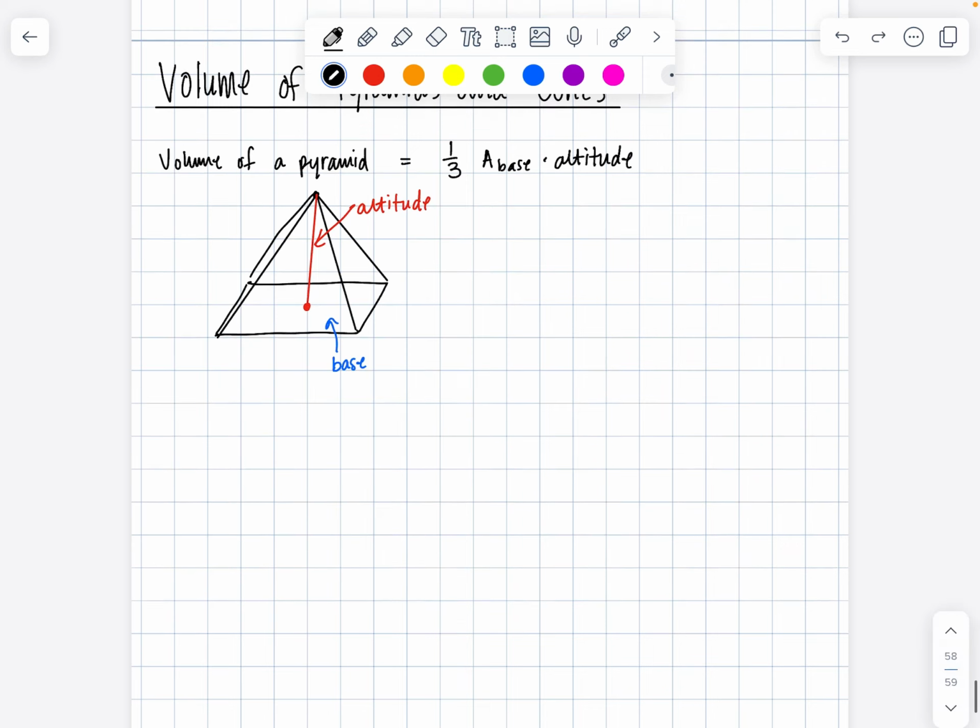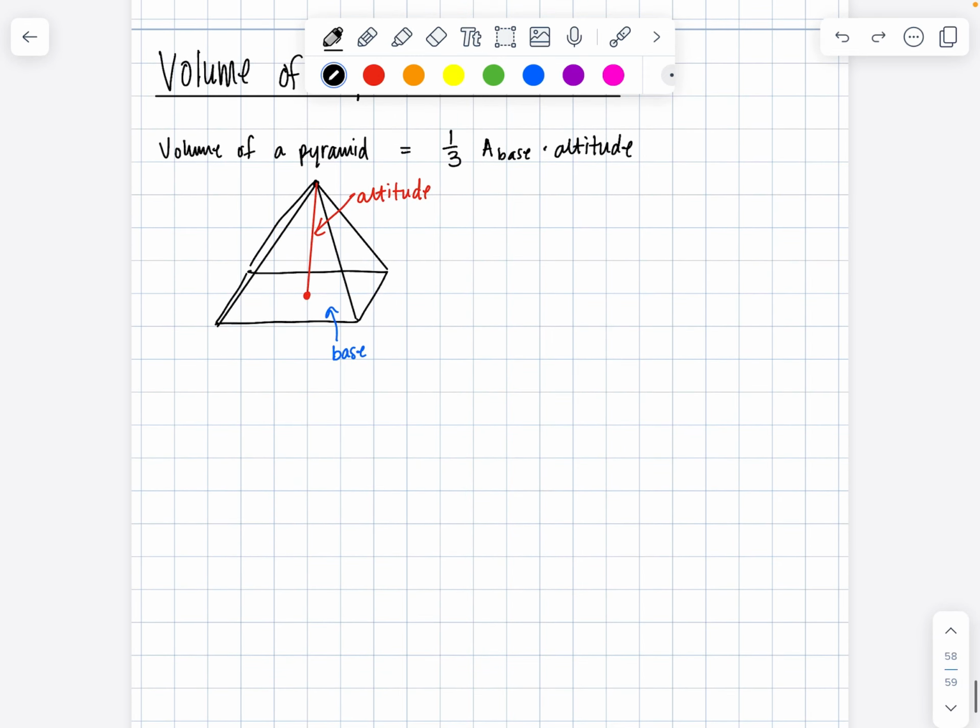Okay, same thing goes for cones, volume of a cone. It's still the exact same equation: 1/3 area of the base times the altitude. But this time around, we know what the base is. We know the base is a circle, and the area of a circle is pi r squared. So we could take 1/3 pi r squared times the altitude.